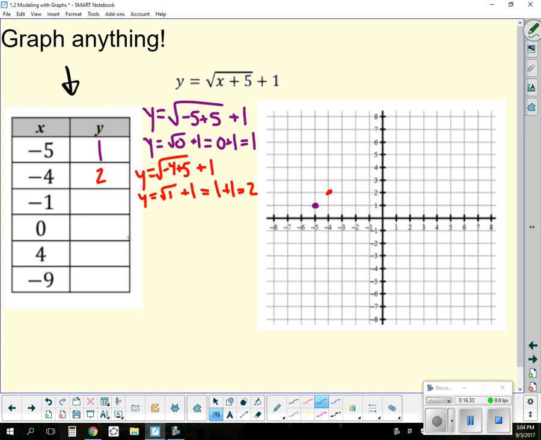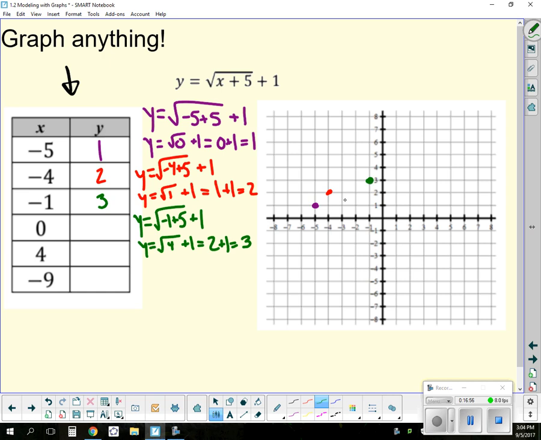Third number is -1. Y equals the square root of -1 plus 5, add the 1 at the end. That's the square root of 4 plus 1. The square root of 4 is just 2. 2 plus 1 is 3. So -1, 1, 2, 3.